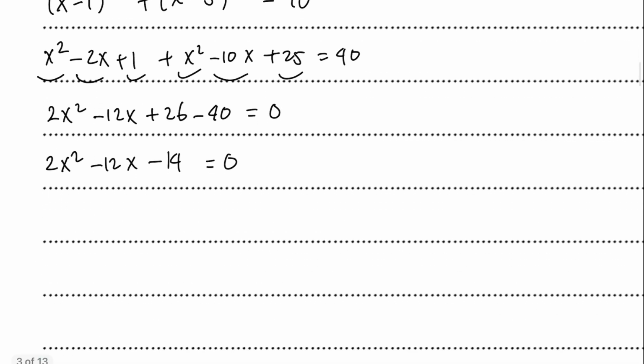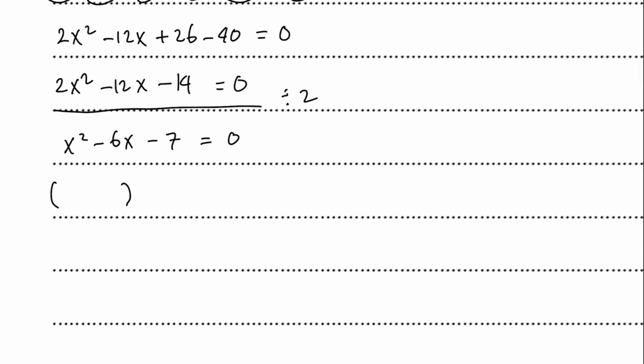Now, from here, we can divide both sides by 2. We will get x squared minus 6x minus 7 equals 0. After this, you just need to factorize: x squared, x and x. Minus 7 is just minus 7 and plus 1, because if we add these two numbers, you will get minus 6. So we have 2 values of x, which is x equals 7 or x equals negative 1.